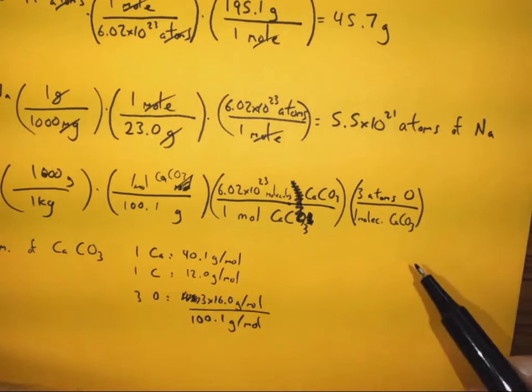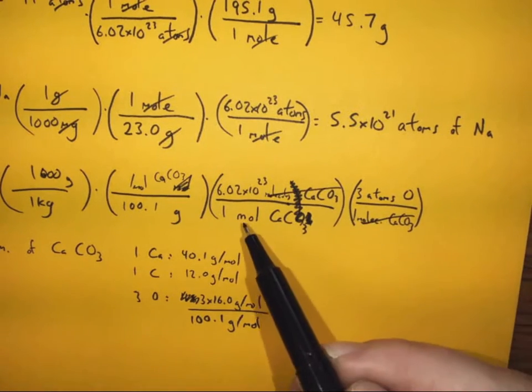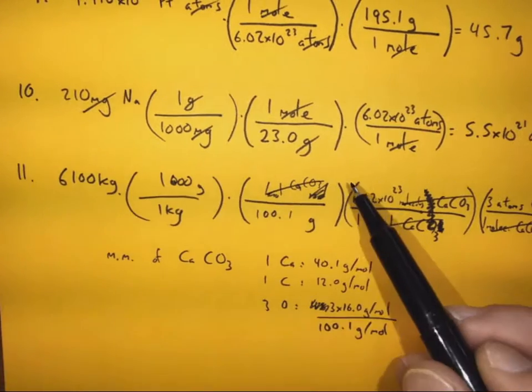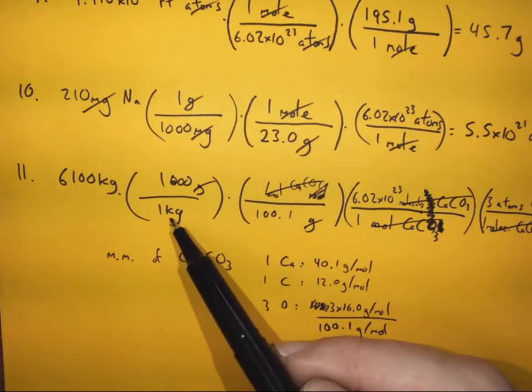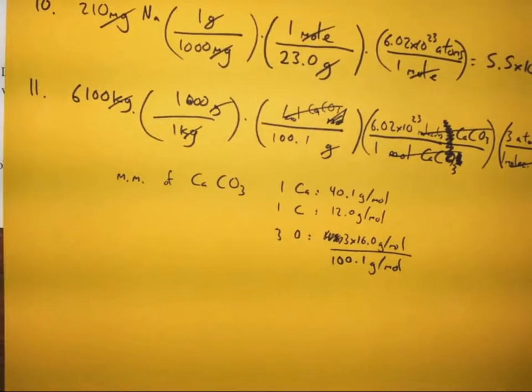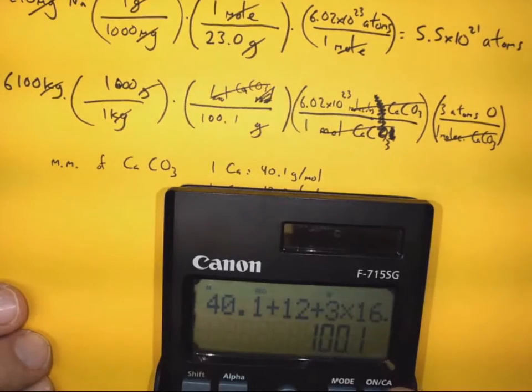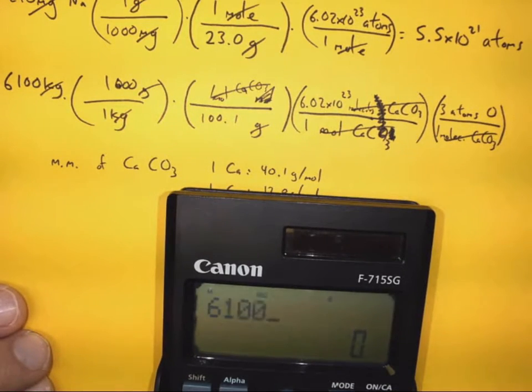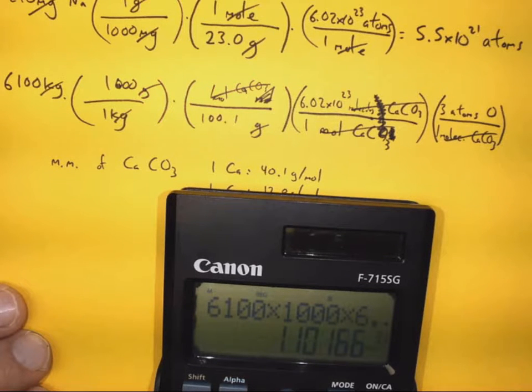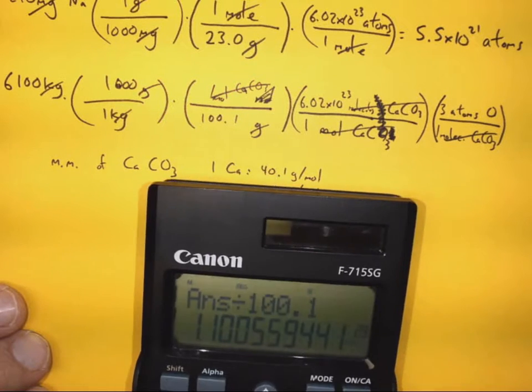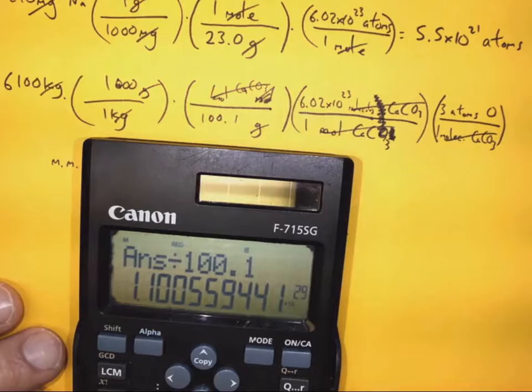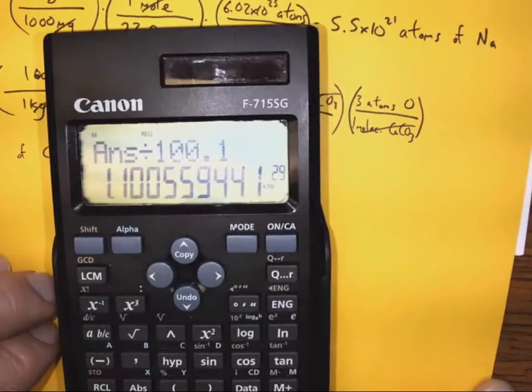Oxygen. Okay, now molecules of calcium carbonate cancel, moles of calcium carbonate cancel, grams cancel, kilograms cancel, and we're just left with a long thing to multiply together. And what do I get? 6,100 times 1,000 times 6 times 10 to the 23 times 3, and then I divide that all by 100.1. And it turns out there's quite a few oxygen atoms in Michelangelo's David.